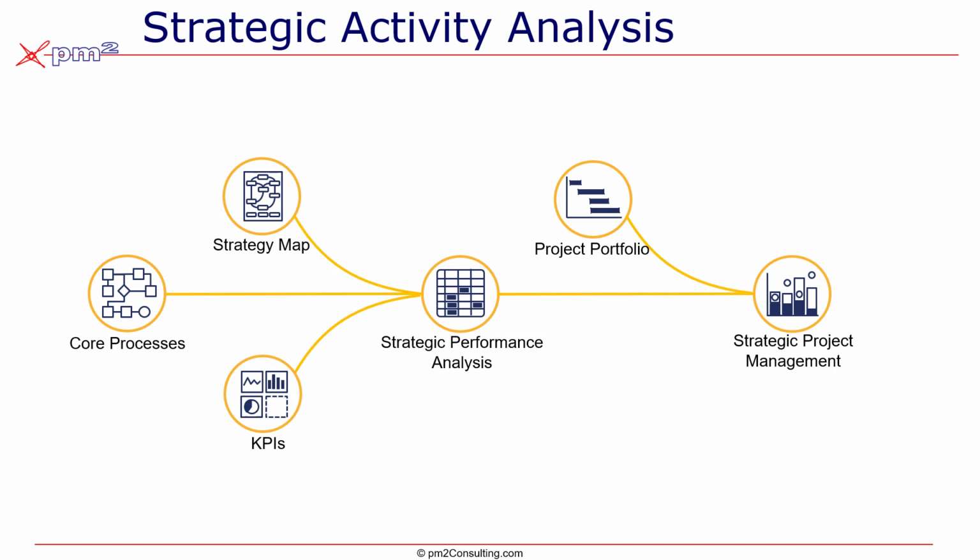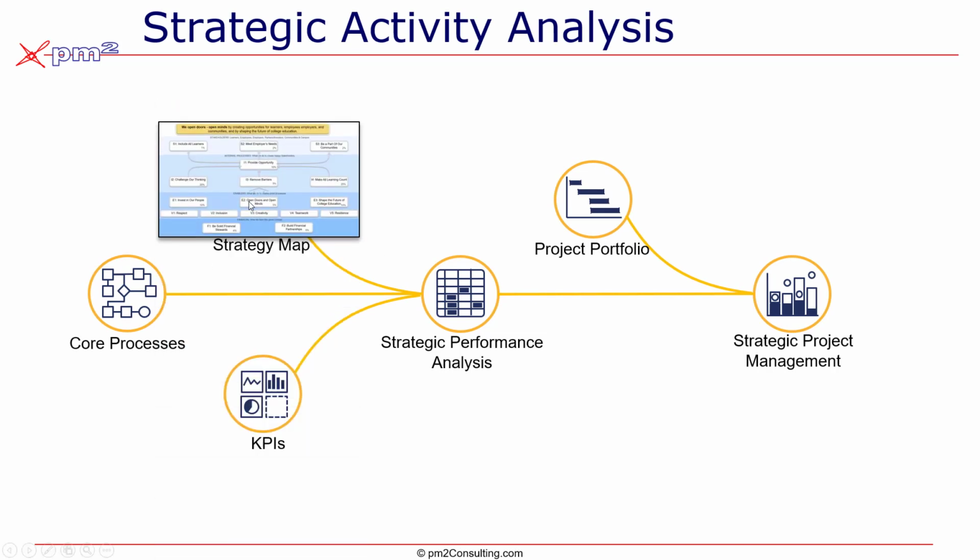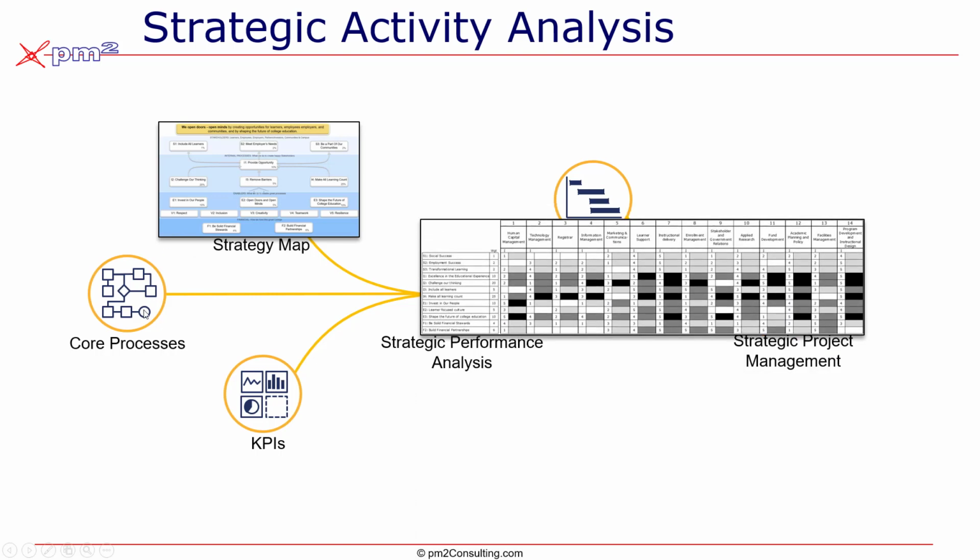So the overall process is this. We need to capture our strategy, and we know that best practice for doing that is through a strategy map, and our core processes. If we combine our strategy map and our core processes, we can do this sort of analysis. What we have here is the strategic objectives and weightings from the strategy map down the left, and our core processes across the top. And we can understand the impact of each process on achieving those strategic objectives.